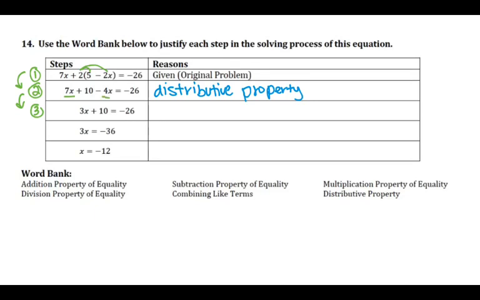So let's look at my word bank. Let me cross off distributive property since we used it. Although you could use it again in theory, but not with this particular problem. So combining like terms right here. Let's go ahead and put that in the box.